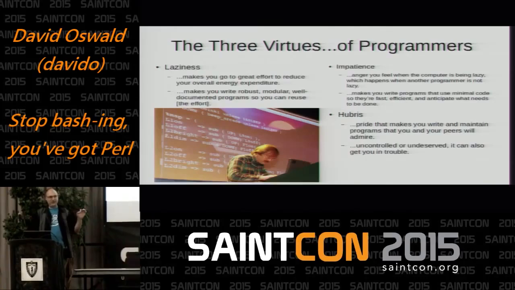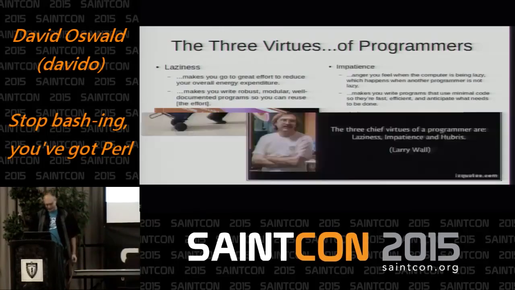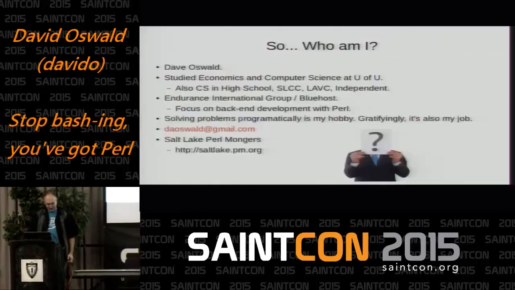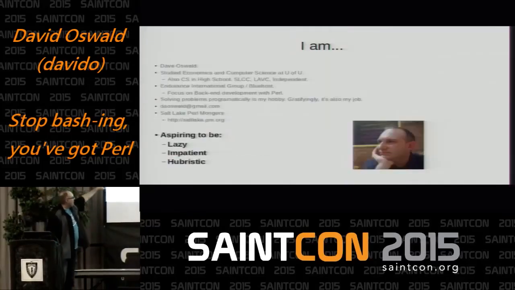And I should qualify that by saying appropriate laziness, appropriate impatience, and appropriate hubris, because there's a difference between that and false impatience, false laziness, and false hubris. So who am I? I've already given you the slide of who I am, but most of all, I aspire to be lazy, impatient, and hubristic. Is that a word? Yeah, hubristic.